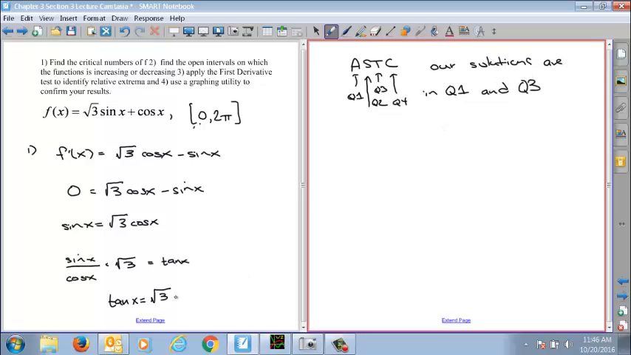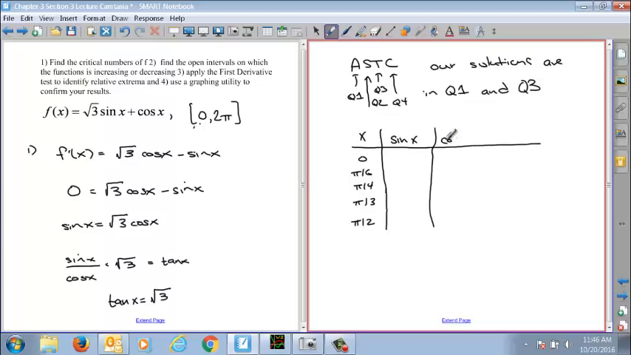So the question is, where does the tangent of x equal the square root of 3? Well, let's just think about this. Let's say this is x: 0, pi over 6, pi over 4, pi over 3, pi over 2. Those are 30 degrees, 45 degrees, 60 degrees, and 90 degrees. And what I'm going to do is here put the sine of x and the cosine of x and the tangent of x.